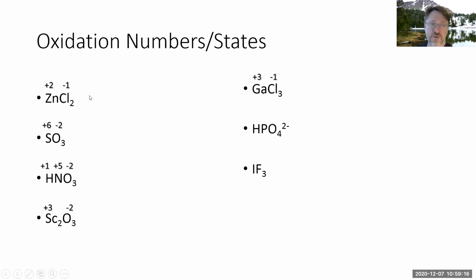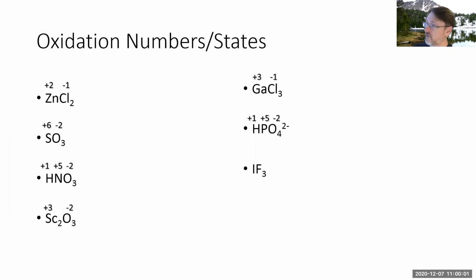HPO4 2-. So this is our first example we're doing where there's an overall charge on the species. So this is an ion. So each oxygen, as before, is a -2. The hydrogen is a +1. And the total of all of the charges has to add up to a -2. So our oxidation number for the phosphorus has to be a +5. So we have +5 +1, it makes a +6 total. -2 times 4 is a -8. And so that added together becomes the -2 charge.